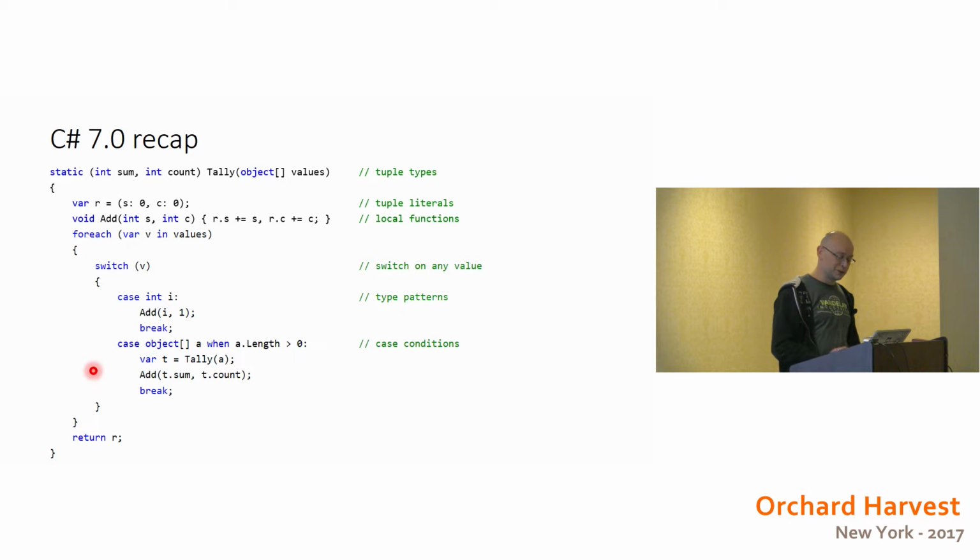So I hope you see the usefulness of this. In the second case here, we are doing a little more than that. We are saying, if v in this case is an object array, let's call it A, let's execute this code only on the condition that the length property of that object array is more than 0. So a non-empty array, basically. This is saying if v is a non-empty array, then tally it. Make sense? Okay, so this is C# 7.